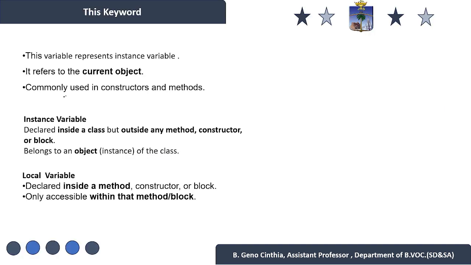This keyword, that is this variable, represents instance variable and it refers to the current object, commonly used in constructors and methods. Before getting into the concept of this keyword, let us learn what is instance variable and what is local variable. Instance variable is declared inside a class but outside any method. Let's have a class called A. So I'm declaring a variable called int A is equal to 10.